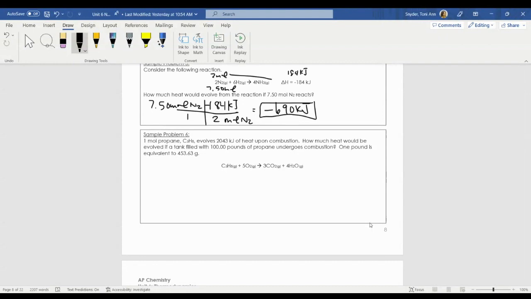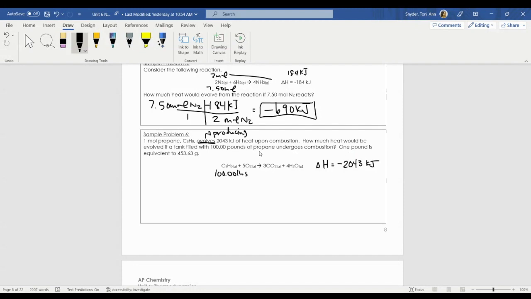Let's just do one more. It says 1 mole of propane evolves 2,043 kilojoules of heat upon combustion. So it does say it's evolving, okay? And notice there's no delta H listed here. Evolving means it's producing. So it's producing that much heat. That means my delta H would be negative 2,043 kilojoules. How much heat would be evolved if a tank filled with 100 pounds of propane undergoes combustion?